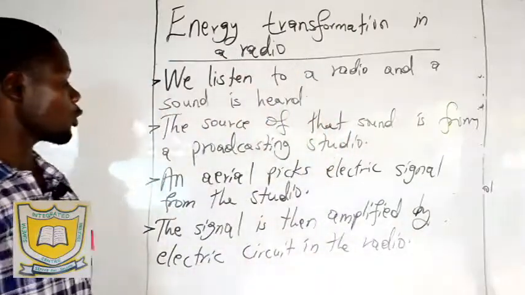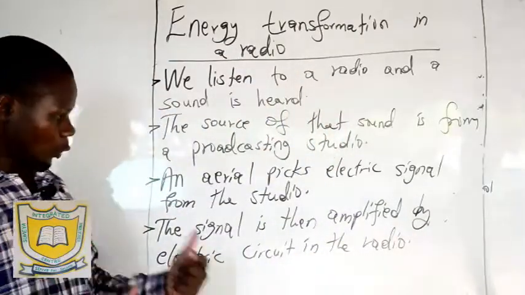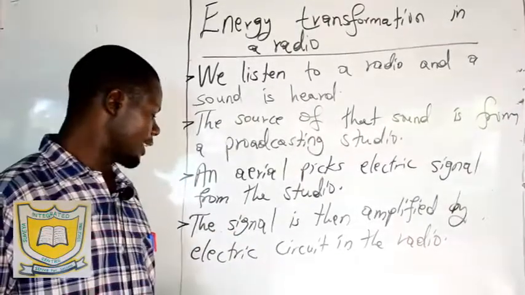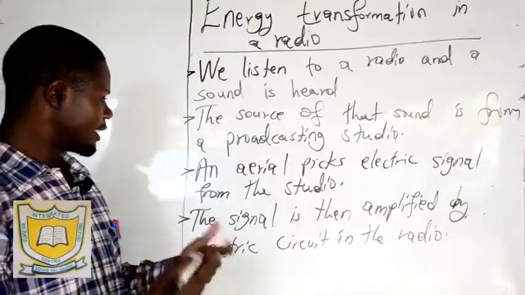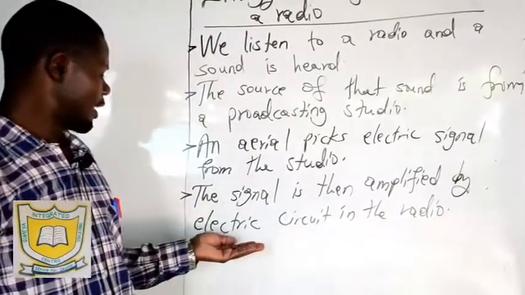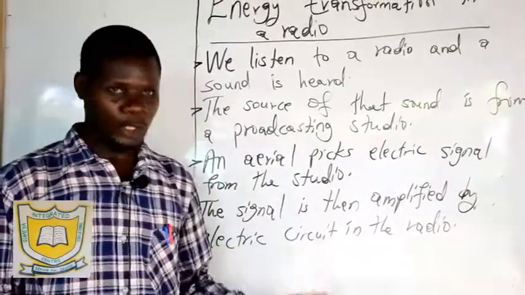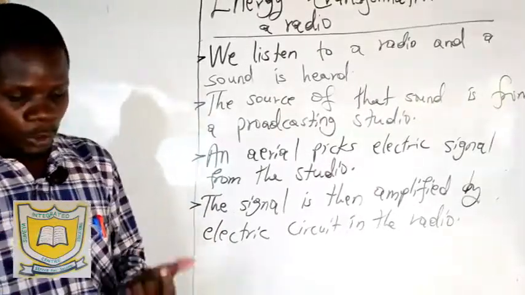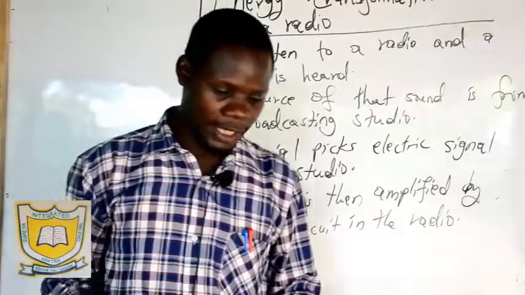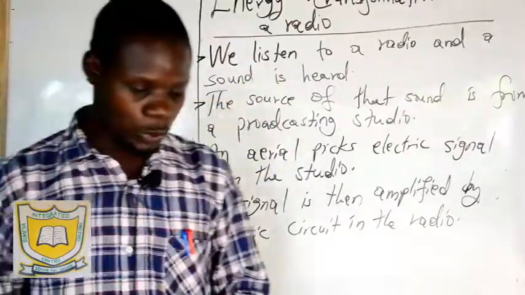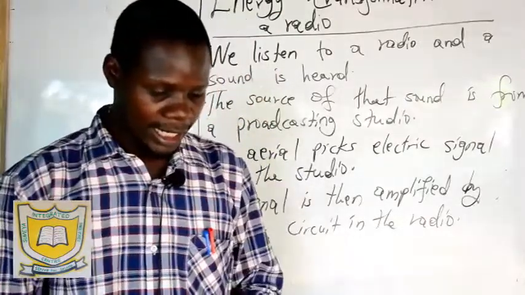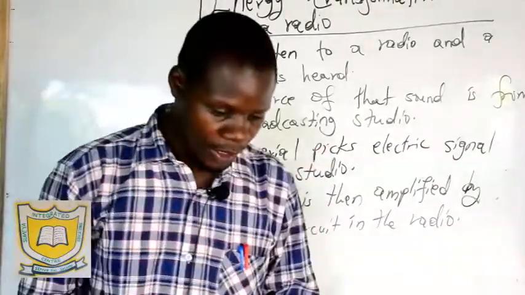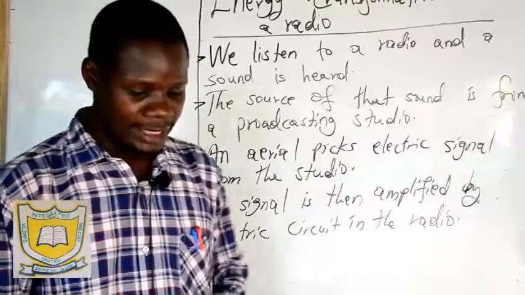The radio also has dry cells, and there is a connection. So as it picks the signal, the signal is amplified by the circuit in the radio. There is a connection of conductors in the radio which amplifies the signal from the studio, and it sends the signal back to the loudspeaker. Now we also have the dry cells.